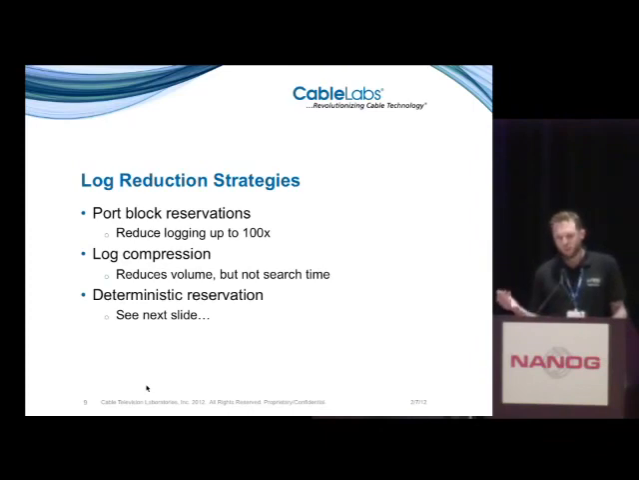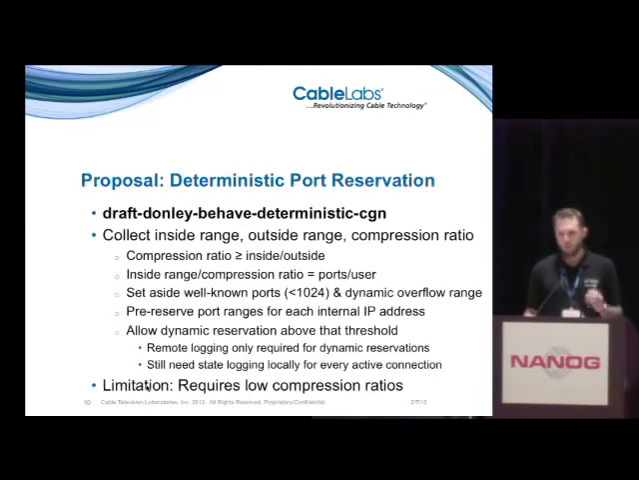You can also do log compression, which of course lowers the size on the disk, but it doesn't really lower search time. It doesn't lower the amount of data you're sending to the syslog server, things like that. So a proposal that CableLabs has come up with is deterministic reservation, right? So it's documented in draft-donley-behave-deterministic-cgn right now in the IETF. And you basically take the inside address range, the outside address range, and a compression ratio. And what I mean by compression ratio is just how many subscribers you're putting behind a single IP address.